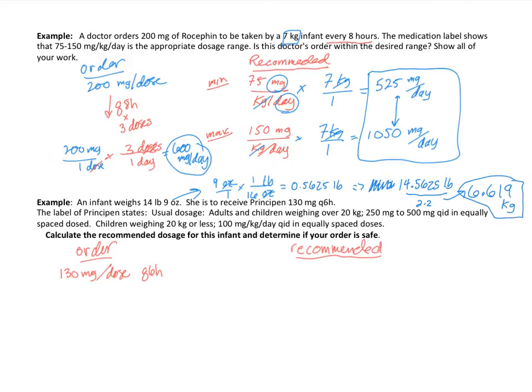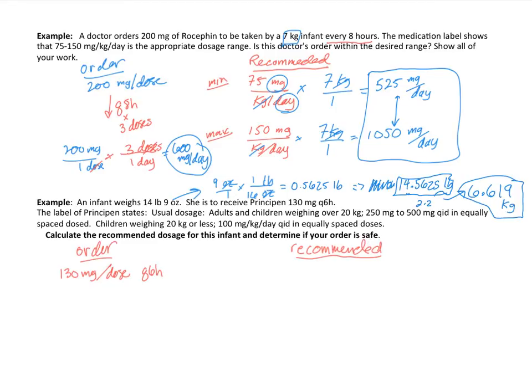We need to convert ounces into pounds. We know the patient weighs a total of 14.5625 pounds, dividing that by 2.2. Because we have a patient weighing less than 10 kilograms, we have to round this to the thousandths place. So go out 3 decimal places: 6.619 kilograms.